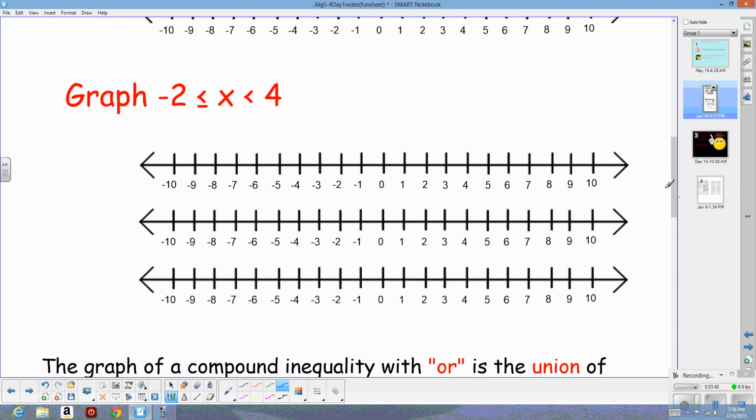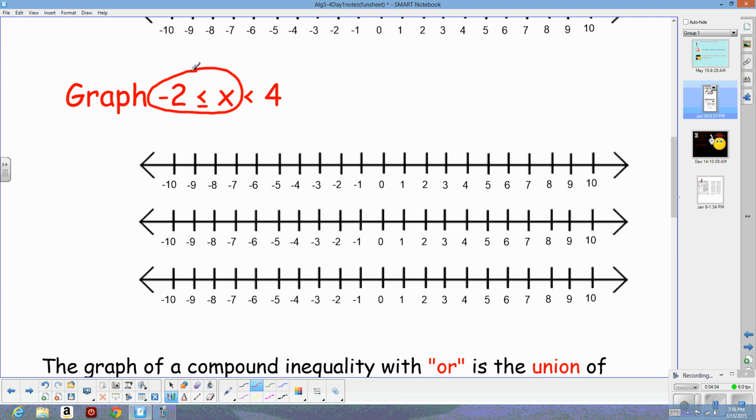In the second example, this is another way where you can write an inequality that would be with the word "and." This inequality is -2 is less than or equal to x, which is less than 4. If you wanted, you could break this up into two separate inequalities.